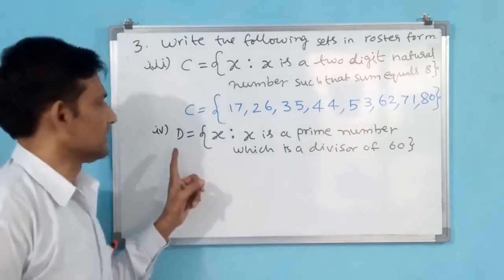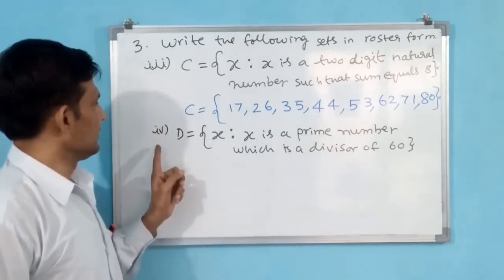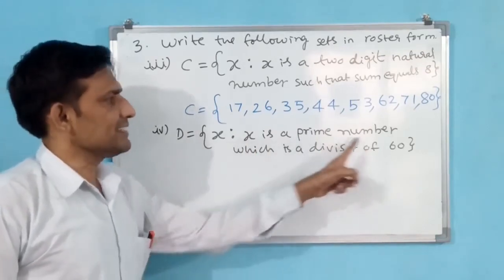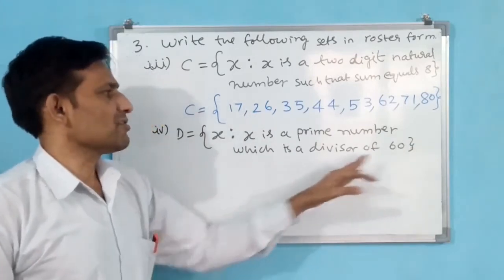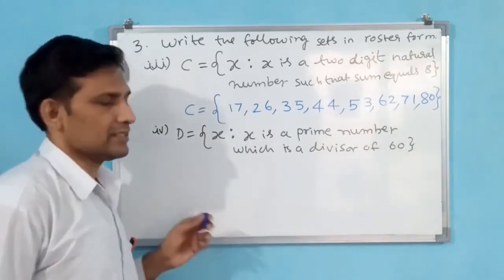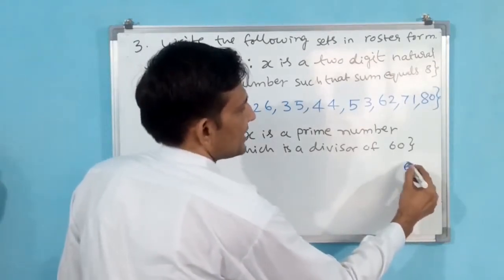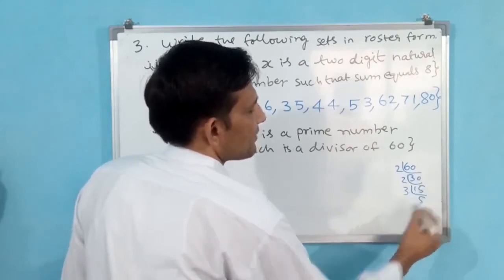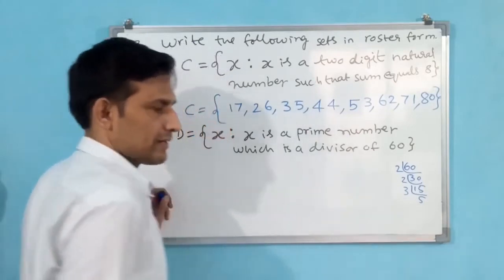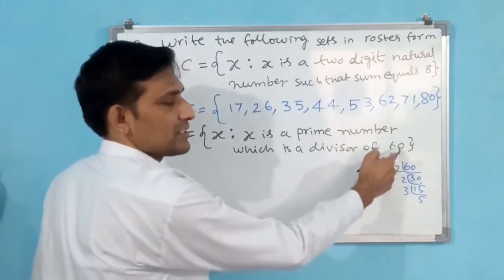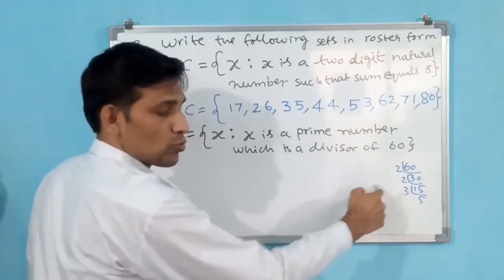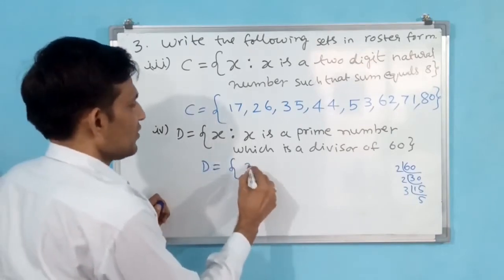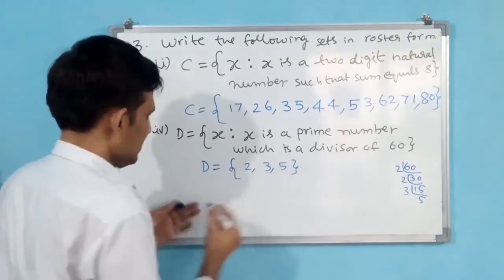See this question, fourth part of question number 3. D is equal to, for all the values of x, x is a prime number which is a divisor of 60. You can understand it like this: 60, 2 2s are 30, 2 15s are 30, 3 5s are 15, 5 1s are 5, over. That means what are the divisors of 60? 2, 3, 5. But 2 has come twice, and we have to take it only once. Now D is equal to 2, 3, 5.